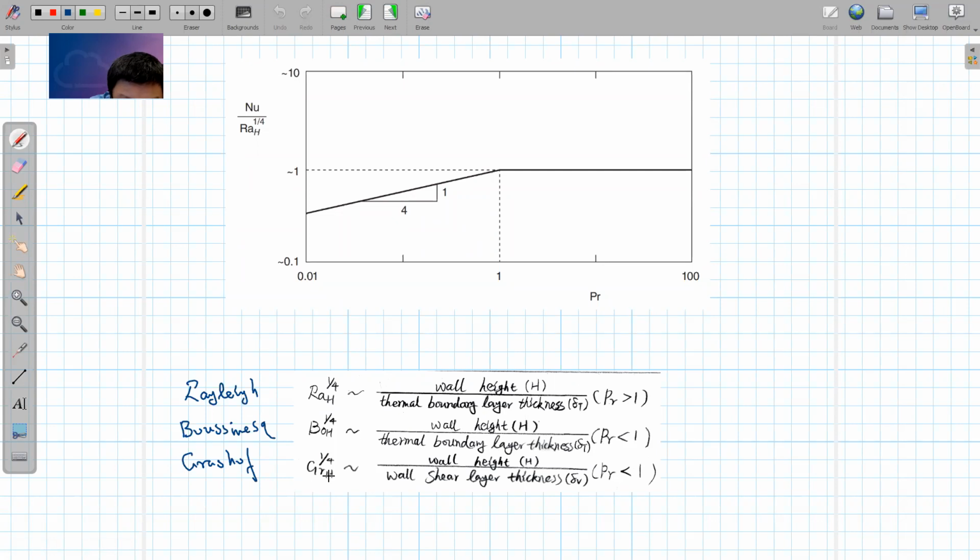And this Grashof number to the power 1 over 4 can be interpreted as the wall height over the wall shear layer thickness. And this wall shear thickness, delta v, as we said, is the distance of the peak of the velocity profile to the wall. This is delta v when the Prandtl number is smaller than 1. So basically, this is another way you can show the physical meaning of these 3 dimensionless parameters.